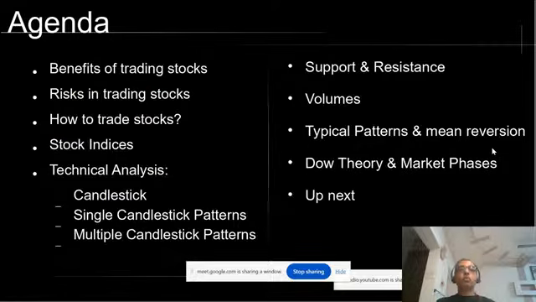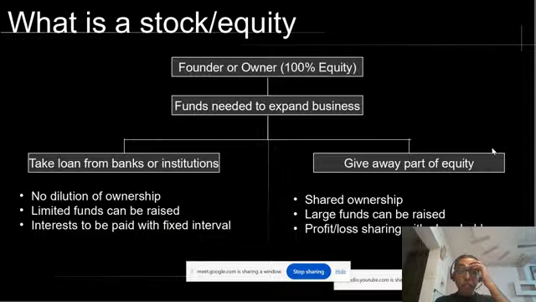Yeah. So, I talked about the agenda, so I won't repeat the agenda. The important slide was stock and equity, right? So I was talking about two different approaches in terms of raising the funding, bank loan or institutional loans, or diluting the equity or giving away the equity. There is another way of raising the funding. Those are seed funding, right?